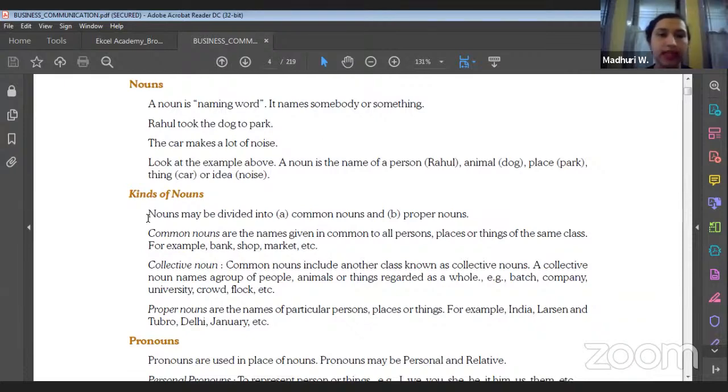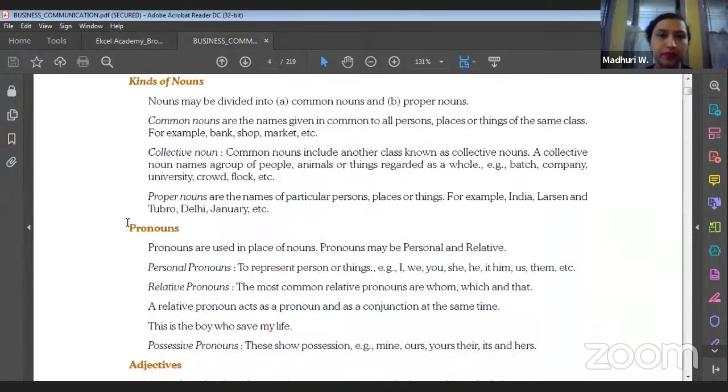Now we have different kinds of nouns. Nouns are generally divided into common nouns and proper nouns. What do you mean by a common noun? What do you mean by a proper noun? What is a common noun? What is a proper noun? You could let me know again in the chat box, please.